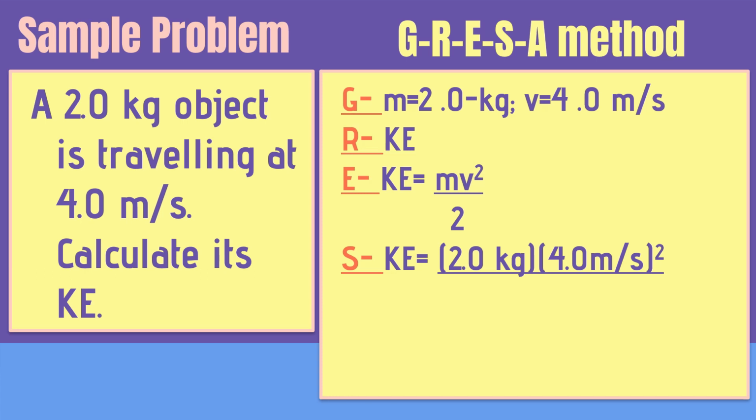Next, for the letter S, we have the solution. We're just going to distribute the given into the equation, and so KE is equal to 2.0 kilograms, which is the mass, multiplied by the velocity of 4.0 meters per second, that will be squared, over 2. So the answer will be 16 joules. So the object has a kinetic energy of 16 joules.